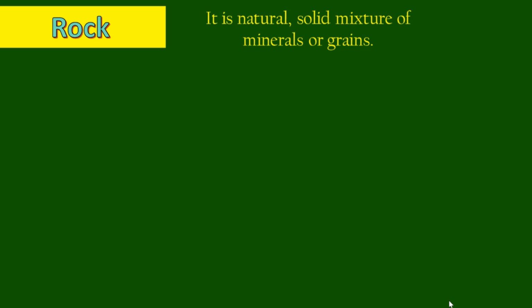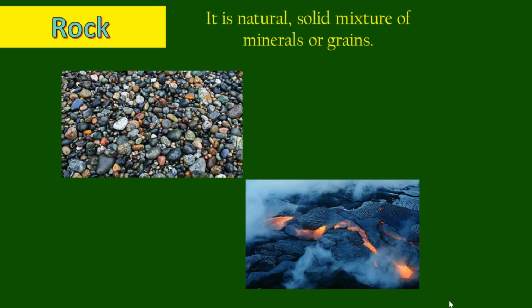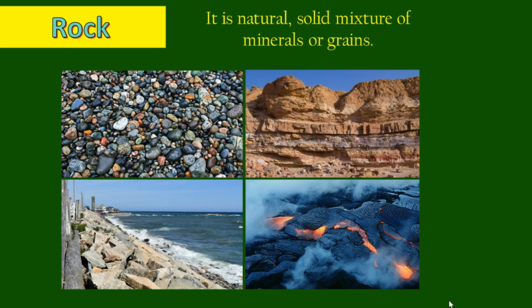A rock is a natural, solid mixture of minerals or grains. Individual mineral crystals, broken bits of minerals, or rock fragments make up these grains. Sometimes a rock contains the remains of an organism or volcanic glass. Geologists call the fragments that make up a rock grains. They use grain size, shape, and chemical composition to classify rocks.